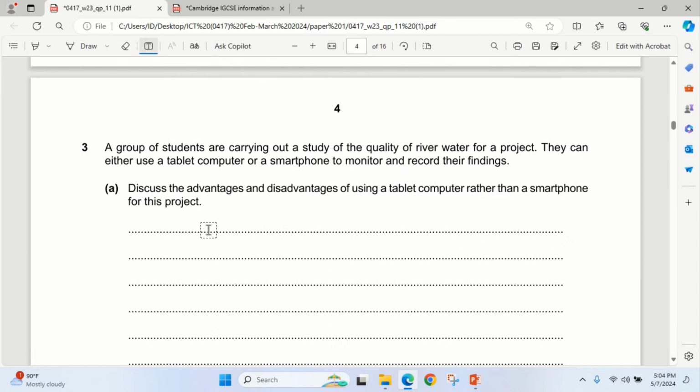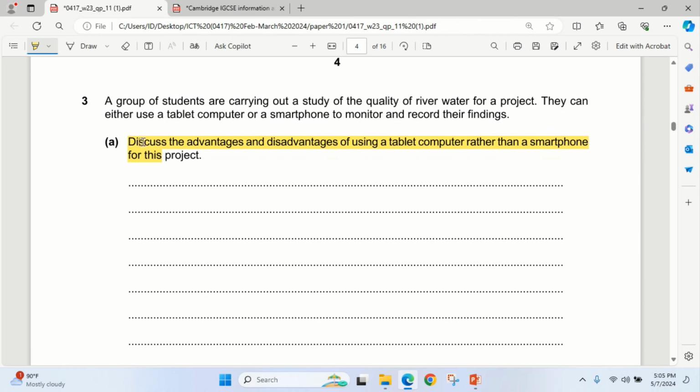Then question 3. A group of students are carrying out a study of the quality of river water for a project. They can either use a tablet computer or a smartphone to monitor and record their findings. Discuss is the command word: the advantages and disadvantages of using a tablet computer rather than a smartphone for this project. Invariably we are just looking at advantages and disadvantages of a tablet computer and a smartphone. So you can start with the advantages of using a tablet computer rather than a smartphone.